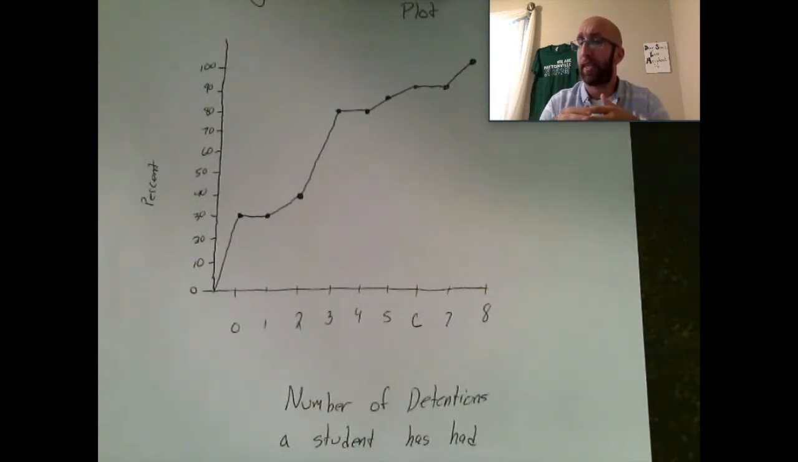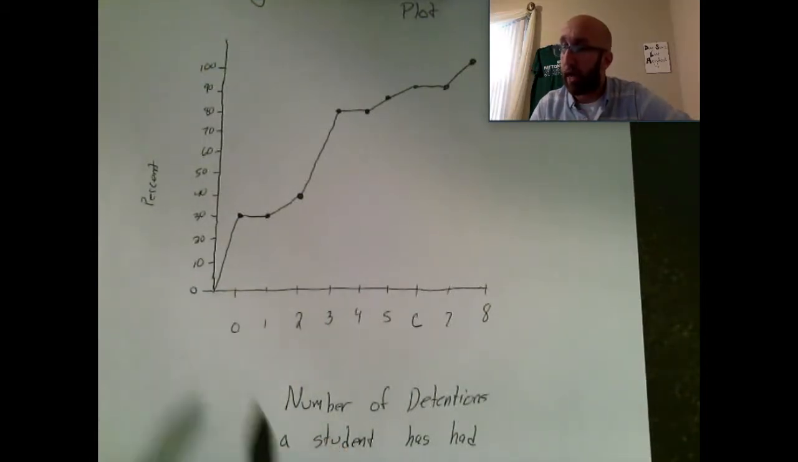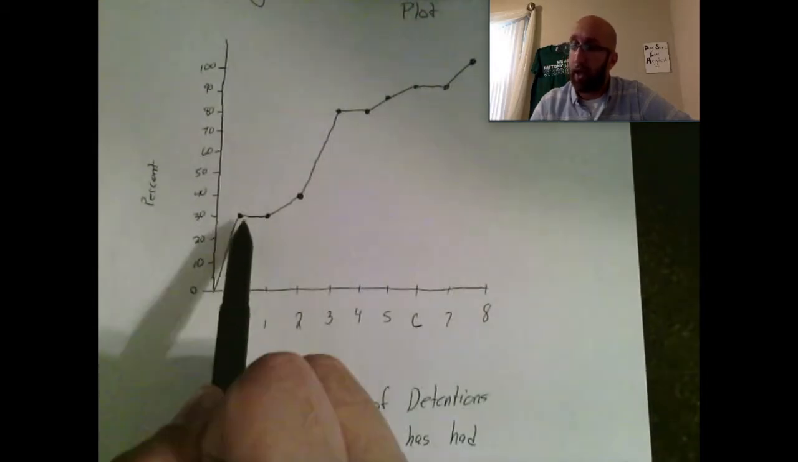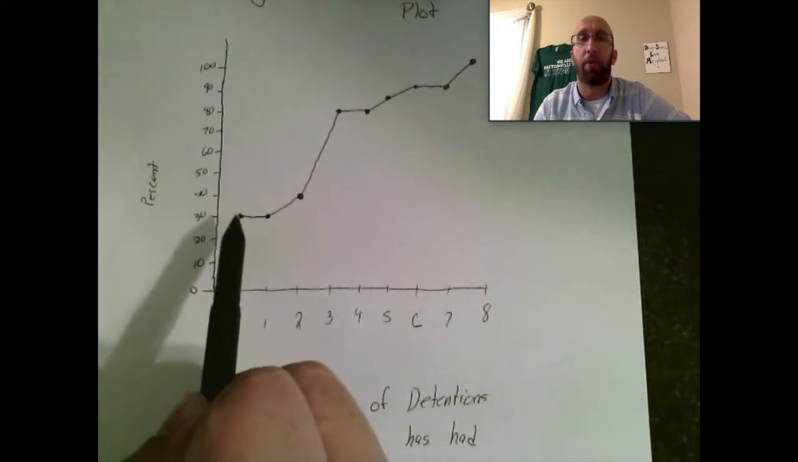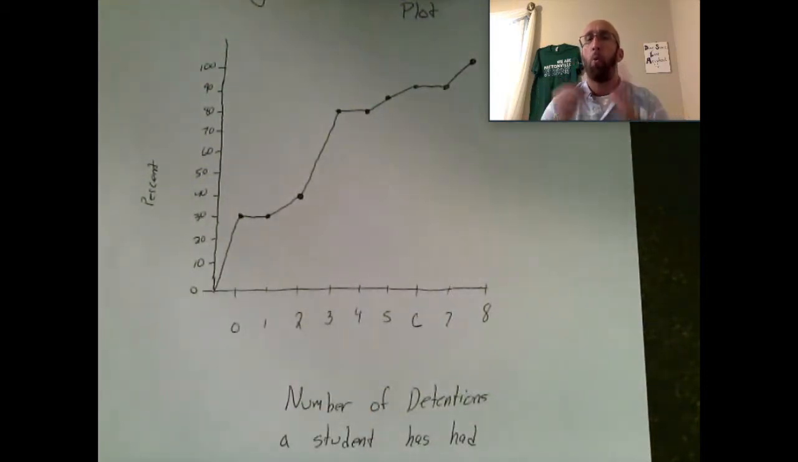What this shows is percentages of the kids that answered certain things. So 0, these are kids that would have 0 detentions. If you look at the cumulative relative frequency plot, we're at 30% at 0. What that means is 30% of my data set had 0 detentions. Here's where things get different though.